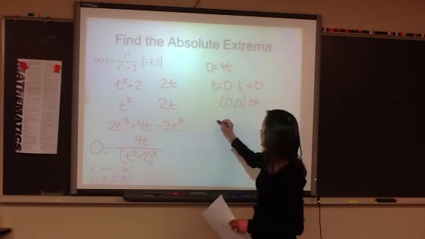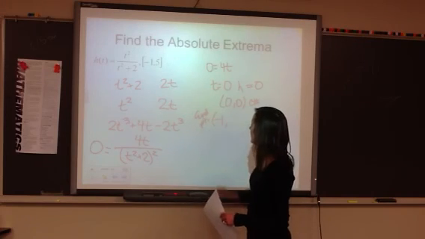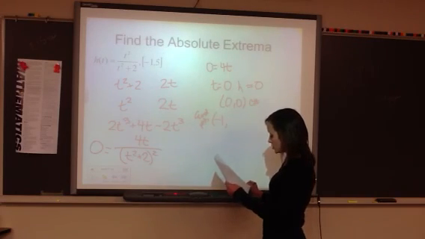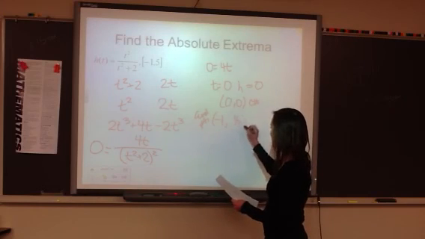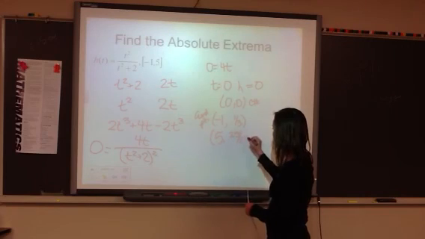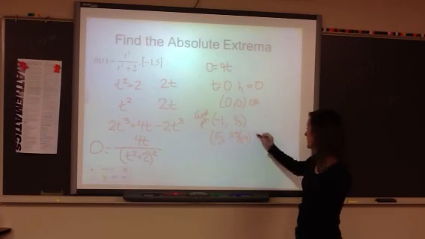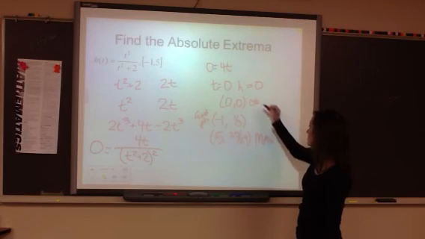We plug in negative 1 for t, because here's our endpoint. If you plug in negative 1, you will get 1/3. And if you plug in 5, you'll get 25 over 29. So our high value is the 25 over 29. And our low value is 0.